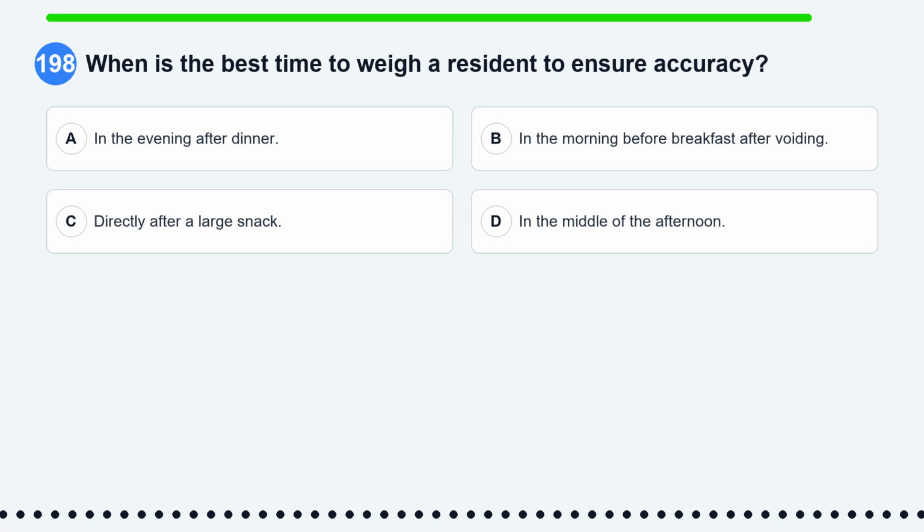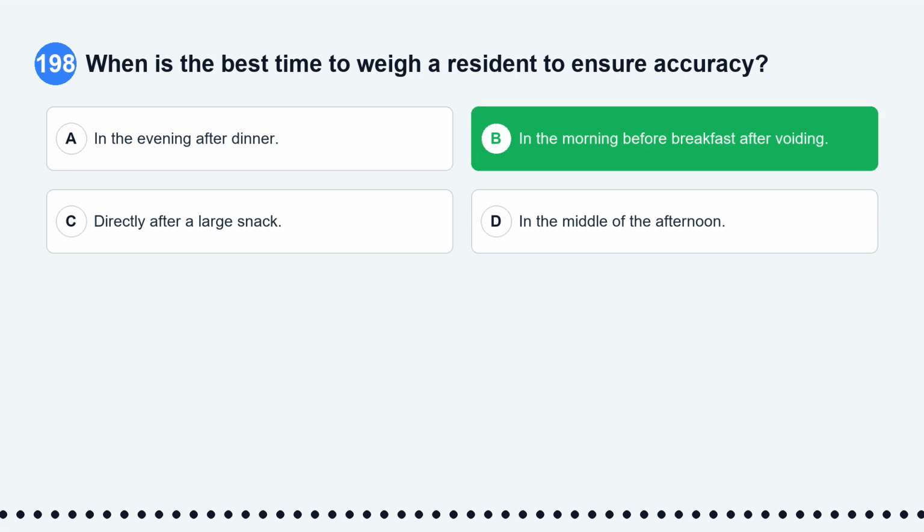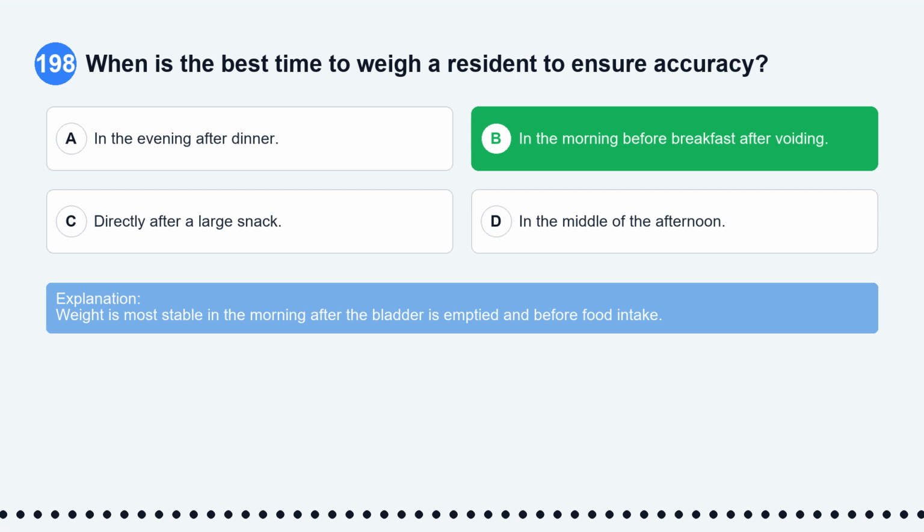Question 198. When is the best time to weigh a resident to ensure accuracy? Option A, in the evening after dinner. Option B, in the morning before breakfast after voiding. Option C, directly after a large snack. Option D, in the middle of the afternoon. The correct answer is option B, in the morning before breakfast after voiding. Weight is most stable in the morning after the bladder is emptied and before food intake.